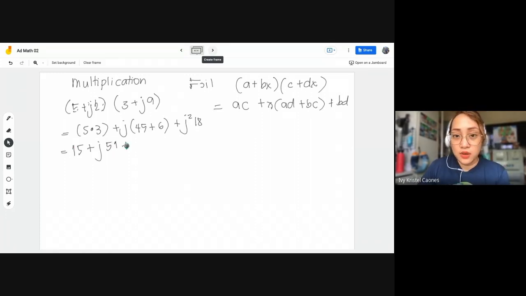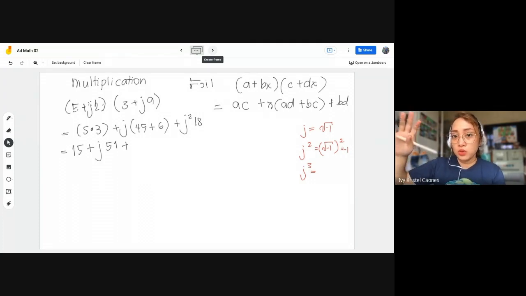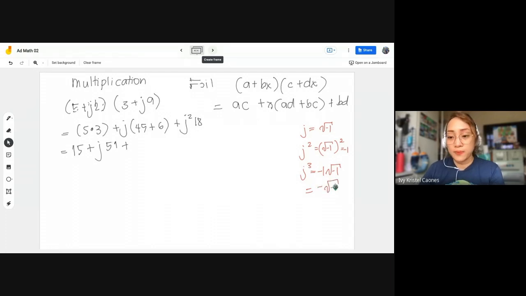51. Okay, remember, in terms of imaginary numbers, we all know j is equal to the square root of negative 1. Of course, j squared is the square root of negative 1 squared, so that is negative 1. Then j to the 3 is the square root of negative 1 to the 3, so you will have negative 1 times the square root of negative 1. We don't write the 1, so that is negative square root of negative 1. And j to the 4th is j squared times j squared, or simply, j to the 4th is equal to 1.